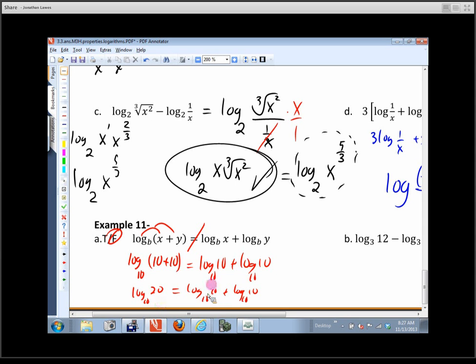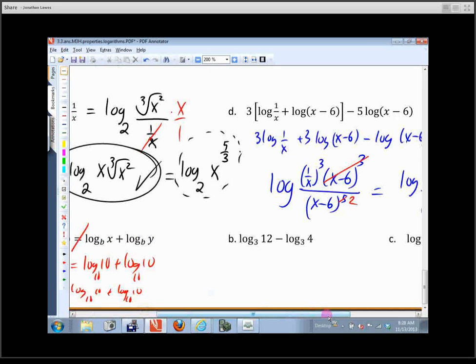What's this number right here? 1. What's this number right here? 1. Add up to 2. This side is 2, and there's no way this is a 2 over here, so it does not work. Okay? You could numerically check and see whether or not it works. Okay? Let's take a look at this next one.